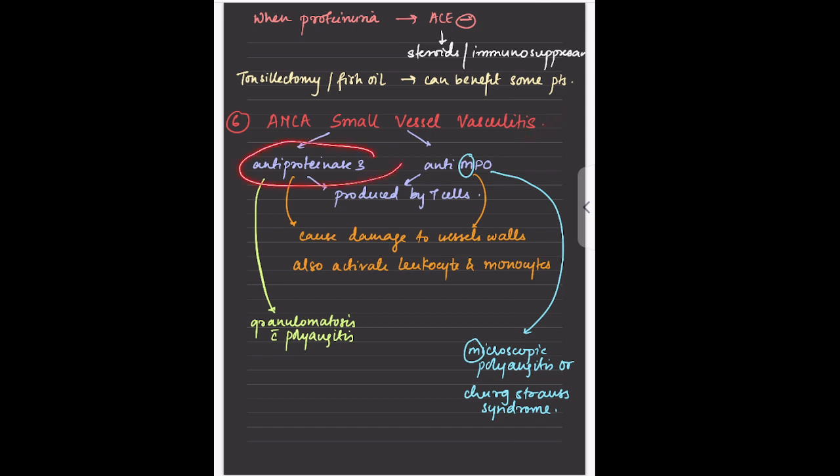So there is anti-proteinase 3 and anti-MPO. We have two antibodies, right? Whenever there are antibodies against anti-proteinase 3, there is Wegener's granulomatosis, C-ANCA. Okay. And whenever there are antibodies against MPO, that means there is microscopic polyangiitis or Churg-Strauss syndrome. So remember M for M. These are produced by T cells and the antibodies, and they cause damage to the vessel walls. So that is called small vessel vasculitis.